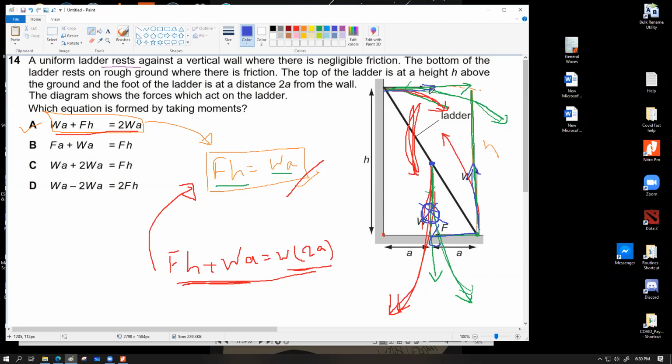Is it clear? You can take moment about any point, no matter which location you choose as a pivot point. If your calculations and your observations are correct, you will always end up with this equation, irrespective of the choice of a pivot point. If you don't make mistakes, you're going to end up with this equation. Simple.